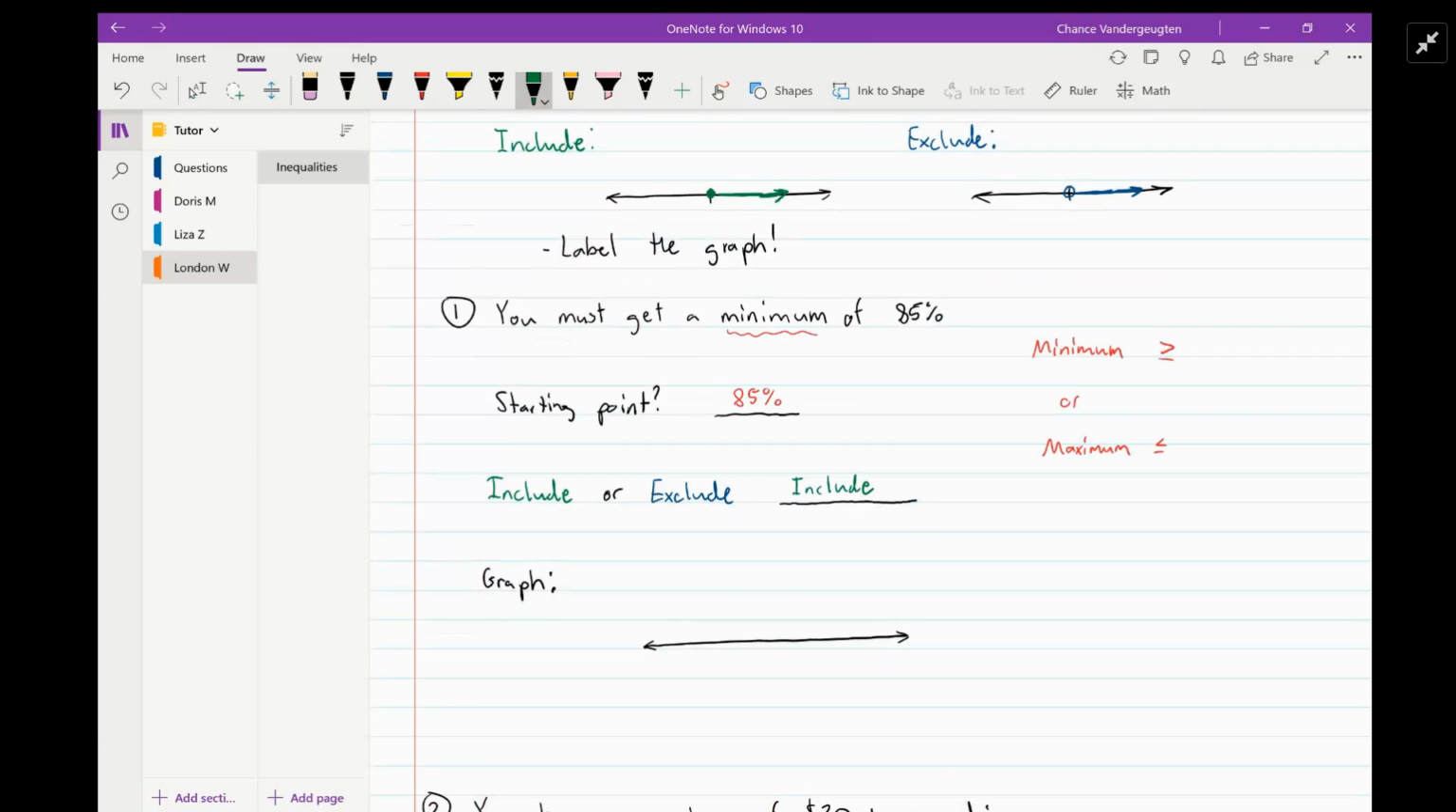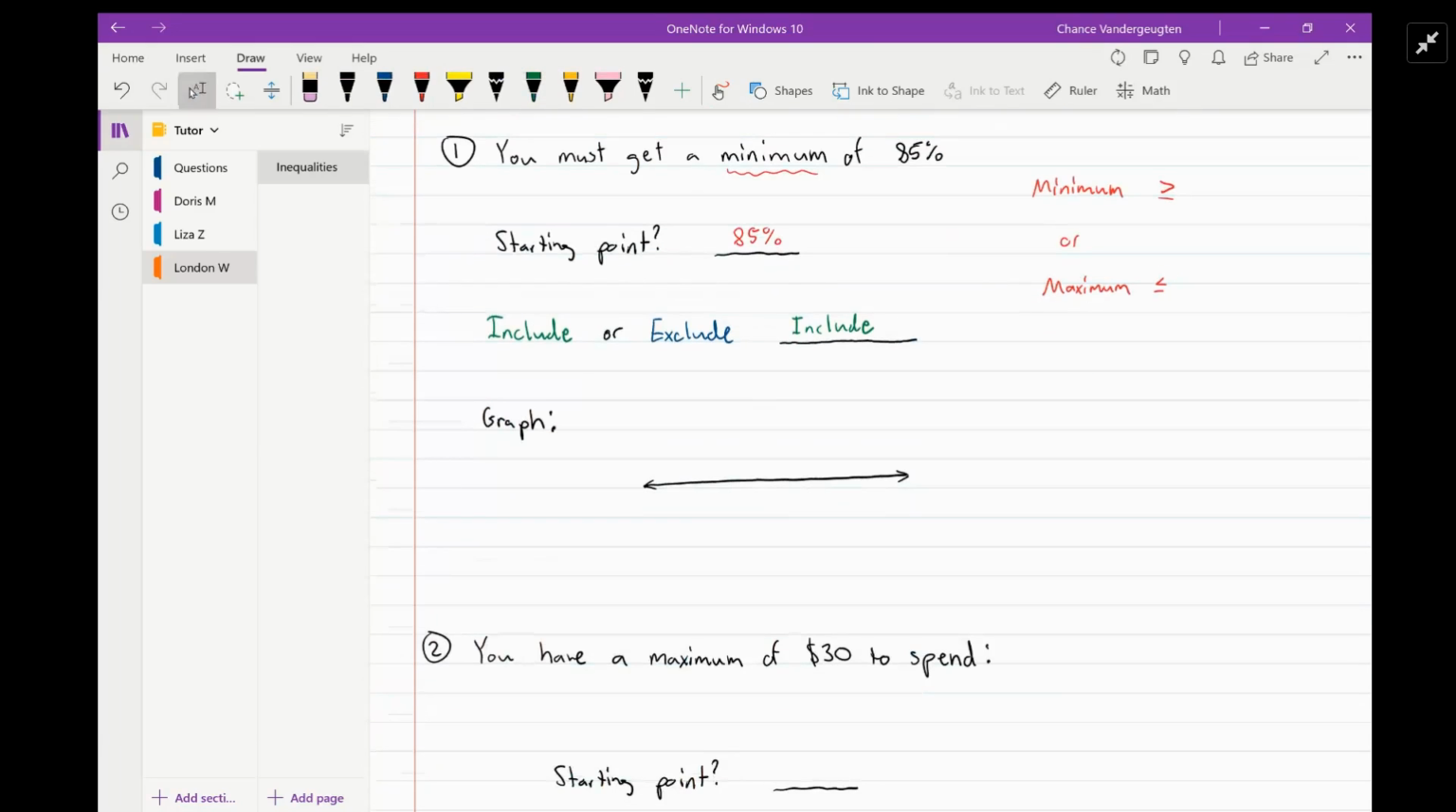So let's just go ahead and graph this. We can draw our point right in the middle. We'll have this be 85%. And because we are including, we're going to fill in the dot. And we decided that because it's minimum, we are going to do a greater than. So we will be going in this direction here. And you can just draw a little arrow to represent that it goes all the way down the number line.